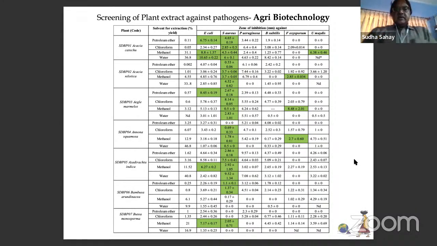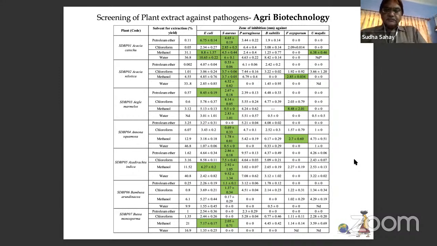and the highlighted one is showing the higher efficacy of control for different pathogens. The pathogens which we have tested were E. coli, then Pseudomonas, Bacillus, and even Fusarium and Aspergillus.